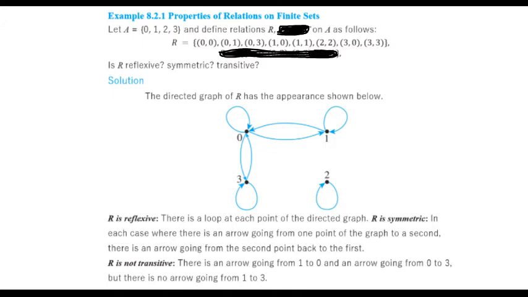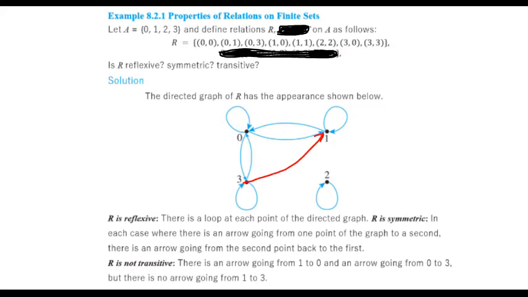The last property and the last question is: is R transitive? And the answer is no. Why? Because considering this figure, we have an arrow from 3 to 0 and an arrow from 0 to 1. So if we had transitivity for relation R, we should have a relation from 3 to 1, or an arrow like this.